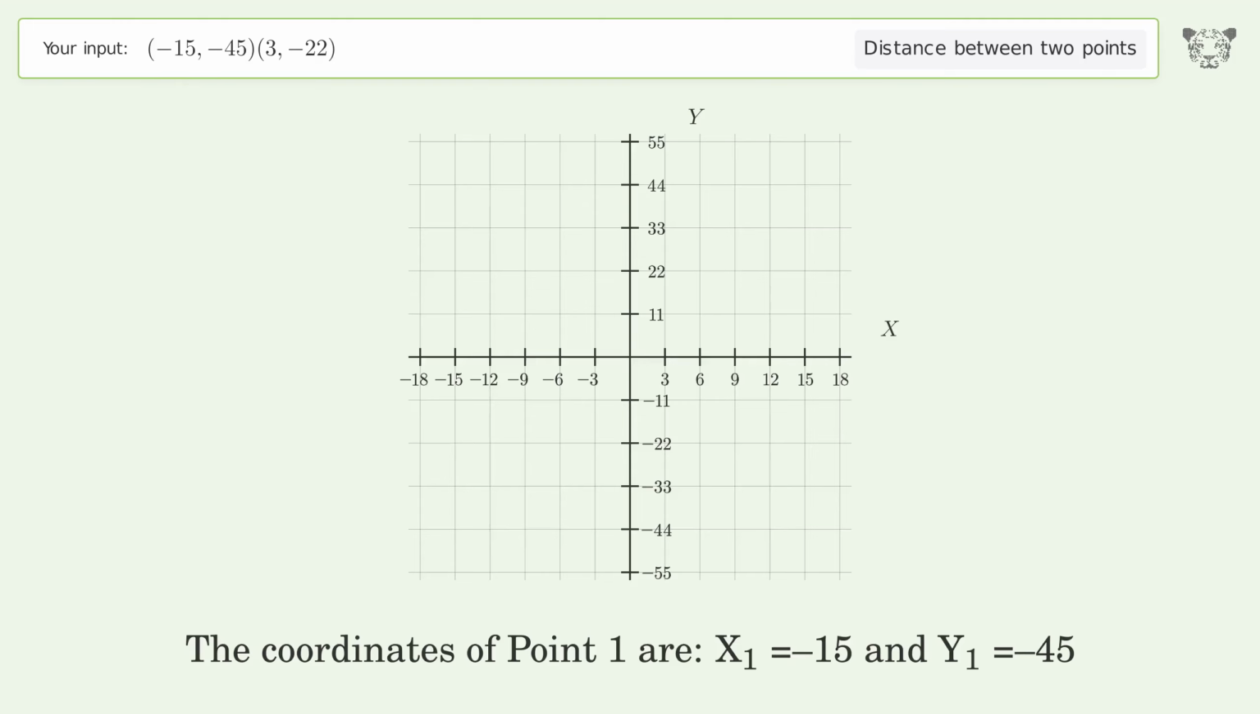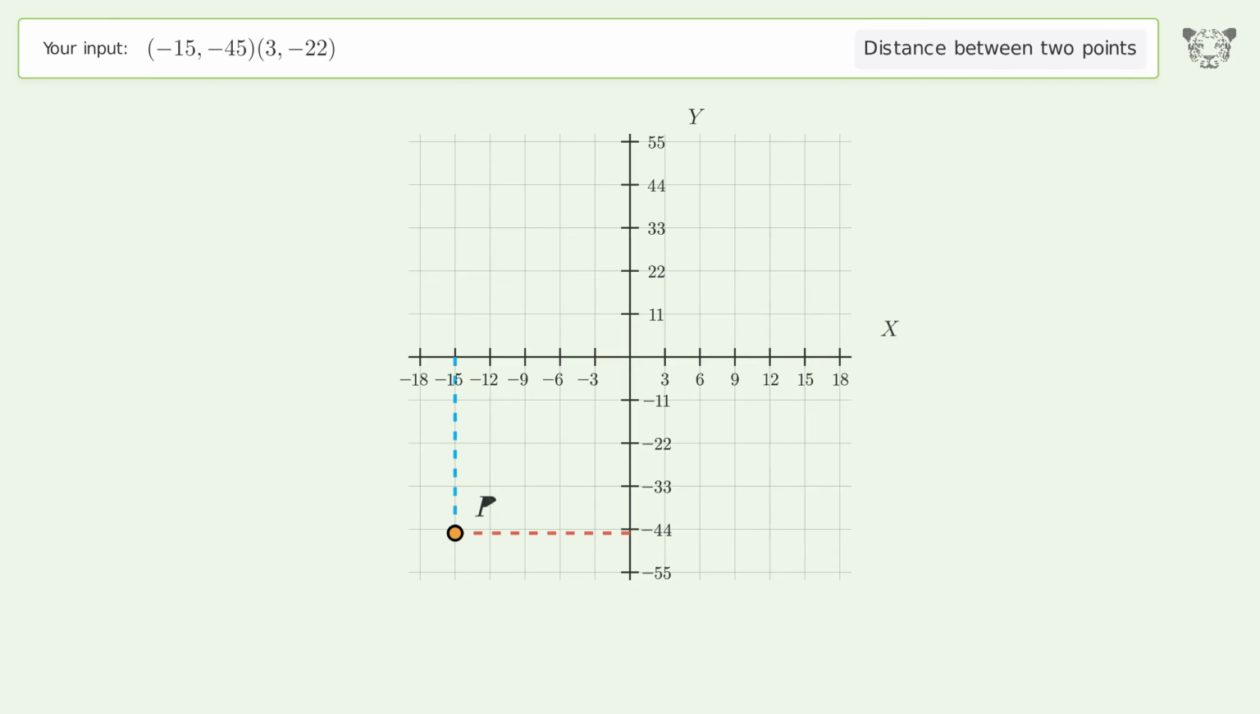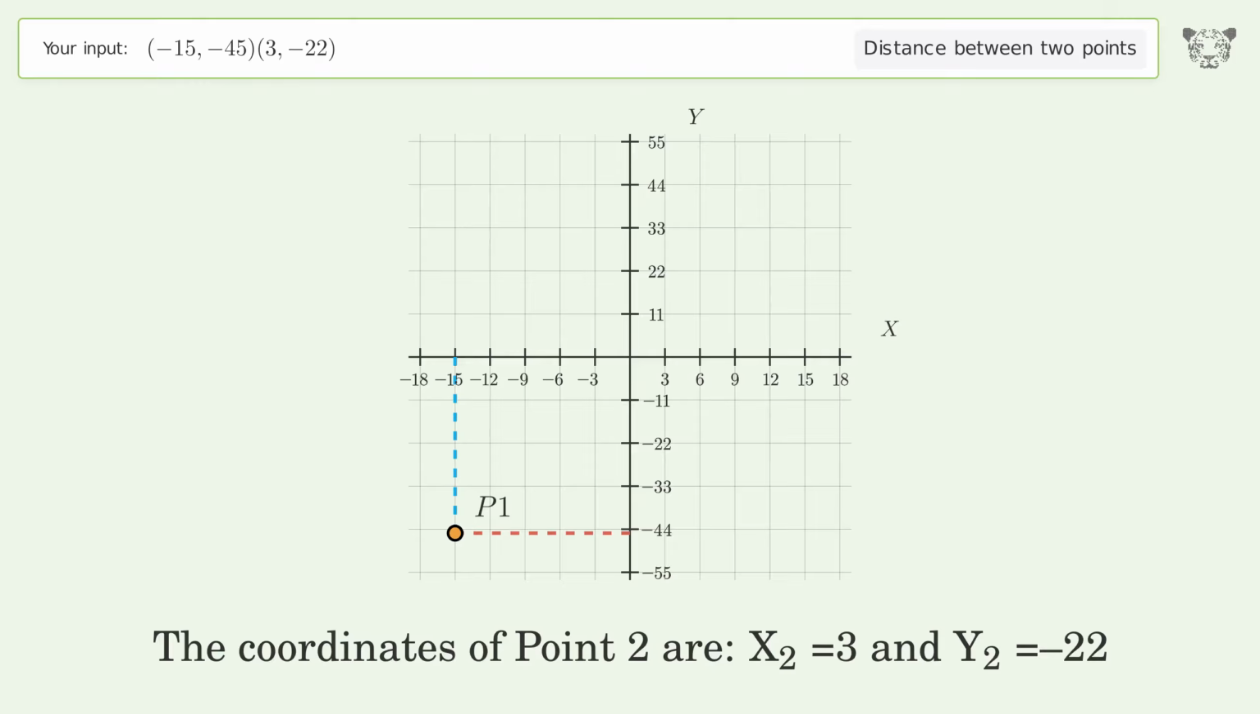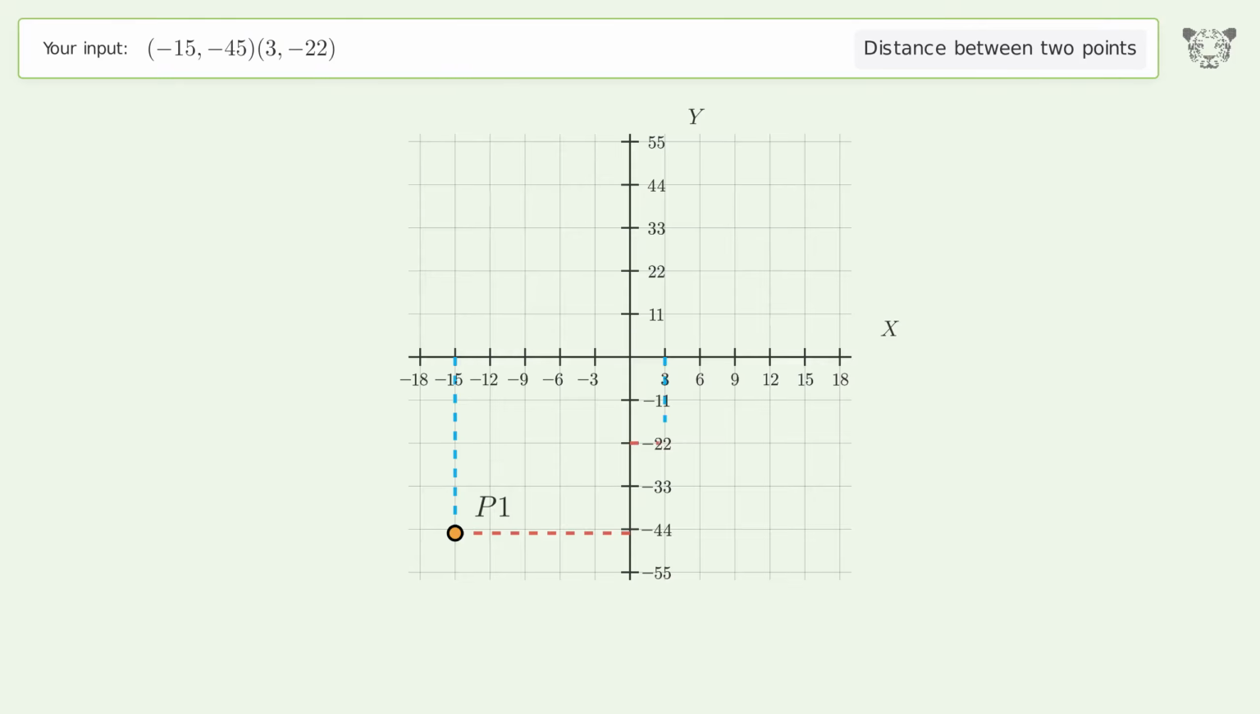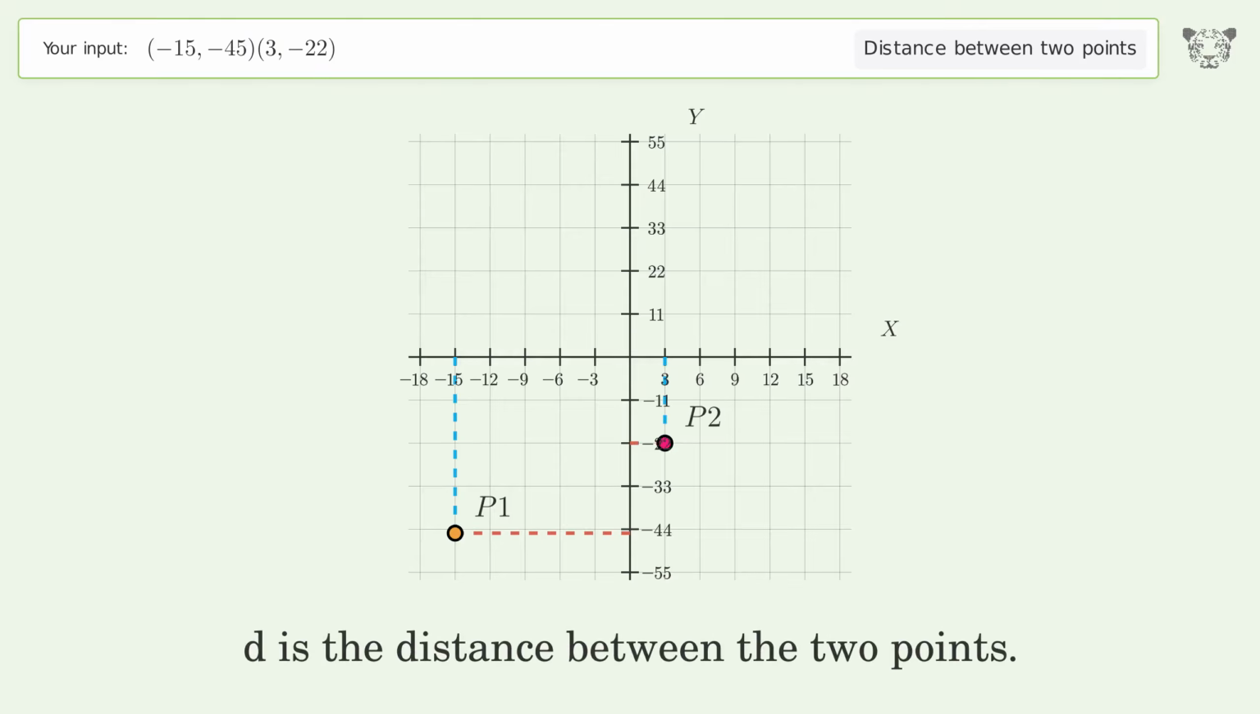The coordinates of point 1 are x1 equals -15 and y1 equals -45. The coordinates of point 2 are x2 equals 3 and y2 equals -22. D is the distance between the 2 points.